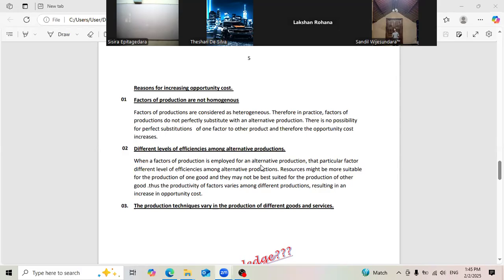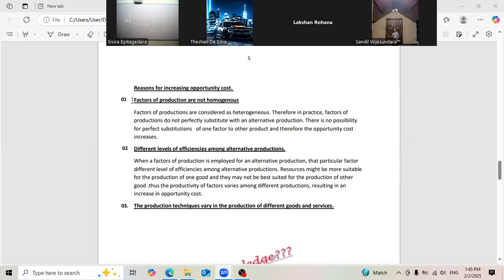There are three main reasons for increase in opportunity cost, right? Number one is, you know that increase in opportunity cost is reflected by the PPC curve, which is concave to the origin. So this increase in opportunity cost is mainly caused by three reasons.